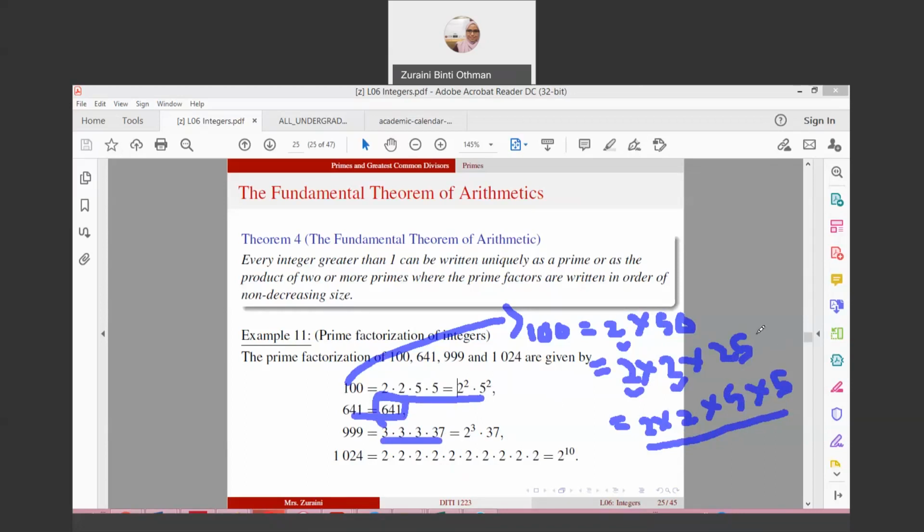So until the last one here, 37 is a prime number. So leave it as 37. We can't find a division of that number. Okay, for 1024, it is actually 2 to the power of 10.